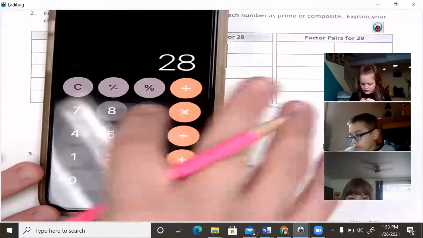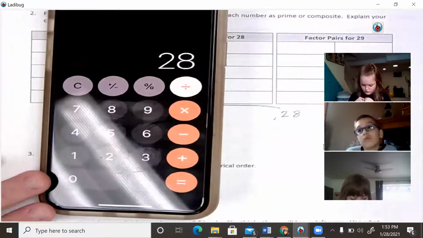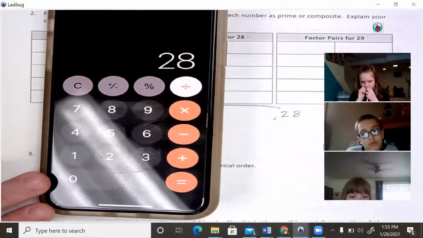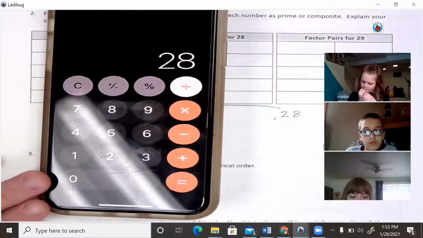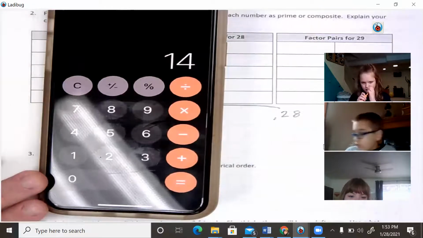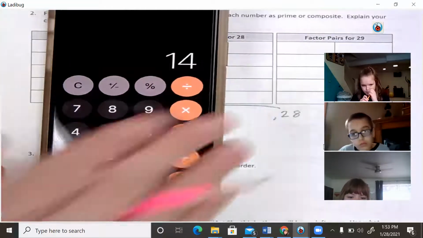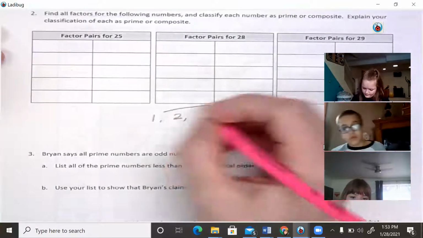So if I want to see if 2 is a factor, I would divide by what? You want to divide by the number that you're trying to see if it's a factor. So what are we investigating? What number? 2. What did we get? 14. So that tells me that 2 and 14 are factors.